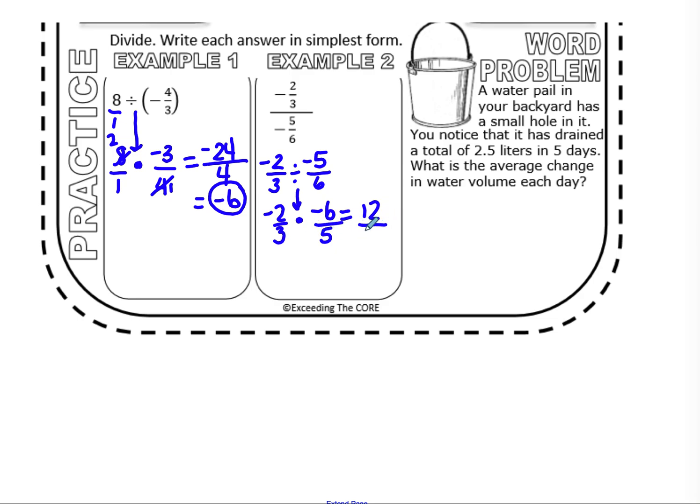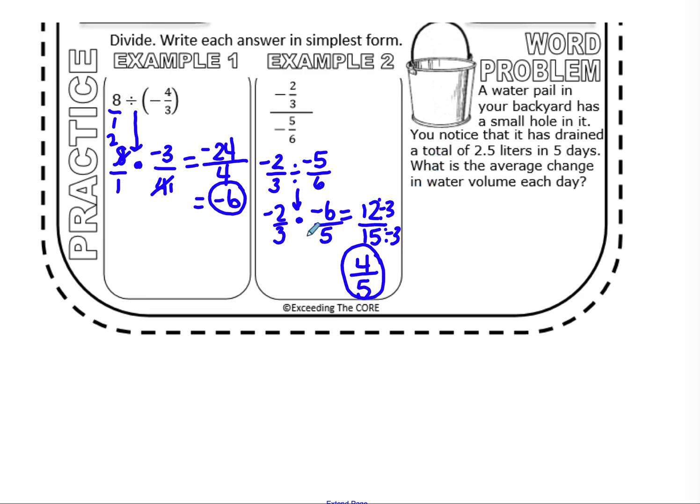3 times 5 is 15. Both 12 and 15 are evenly divisible by 3. So 12 divided by 3 is 4, and 15 divided by 3 is 5. So my final answer here is 4/5.